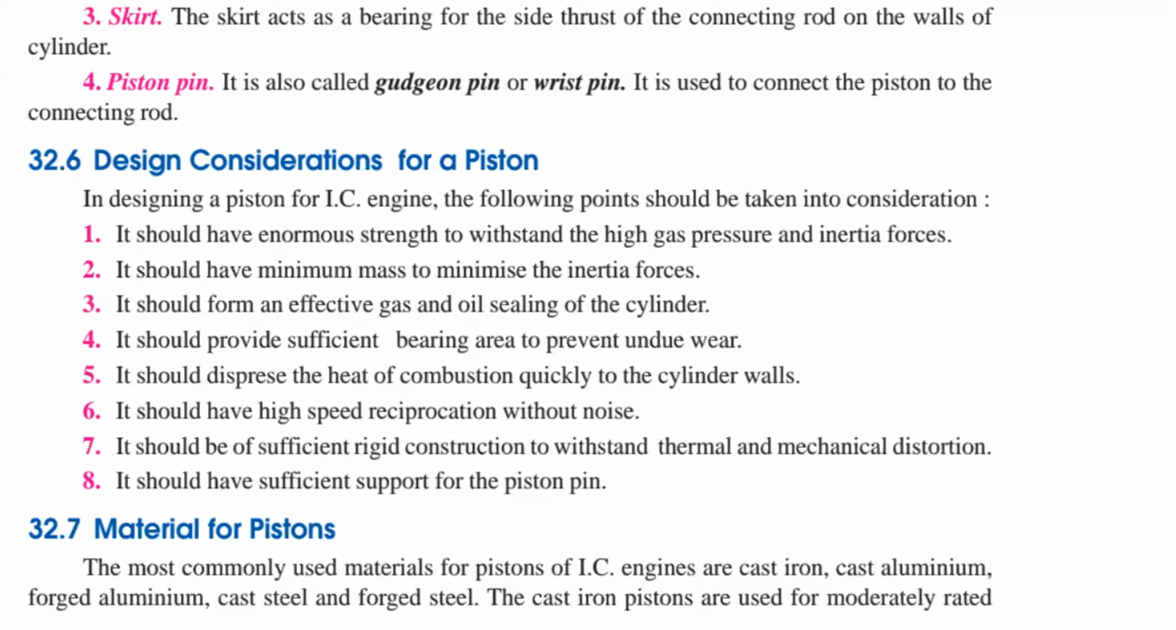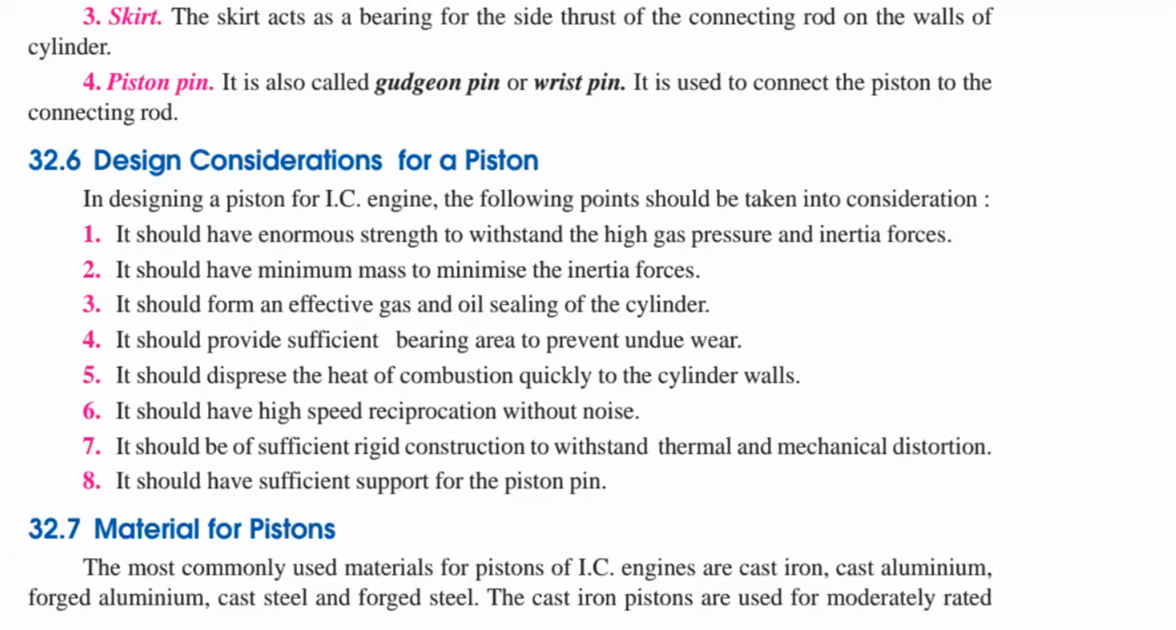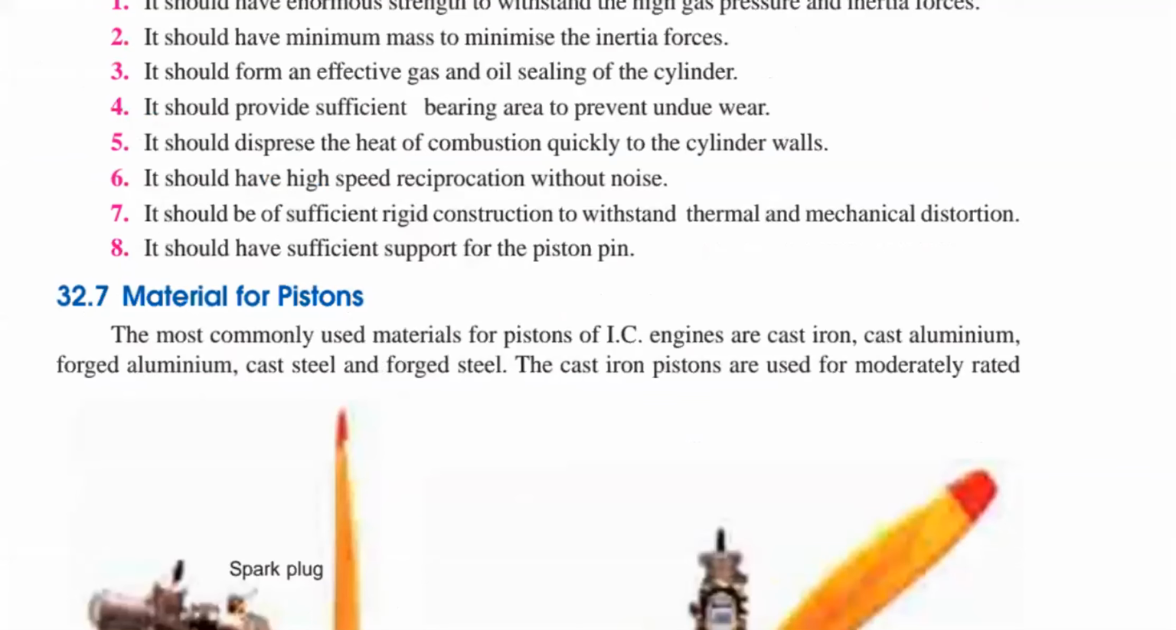Fine. Now you have to go for the material. The most commonly used material for the piston of an IC engine is cast iron. Normally cast iron is the common material. Whenever we read about the selection of material for different types of components, we normally observe cast iron. Then cast aluminium, forged aluminium, cast steel, and forged steel.